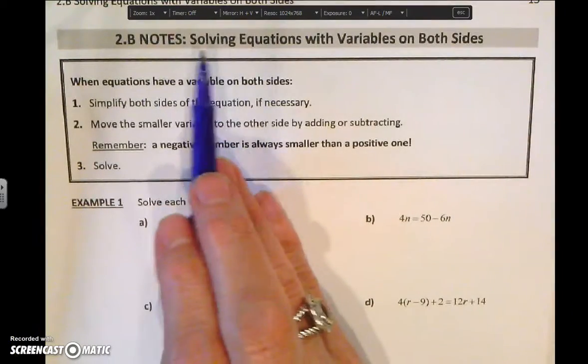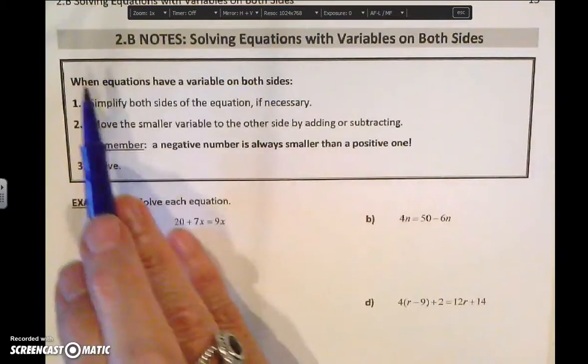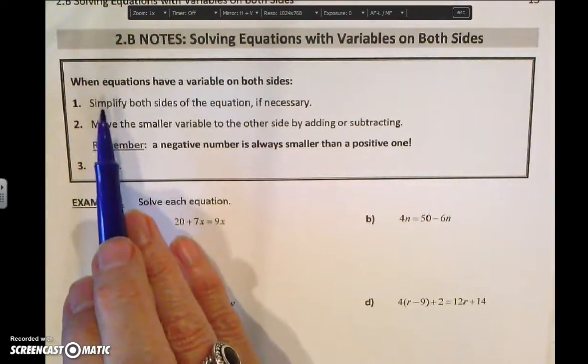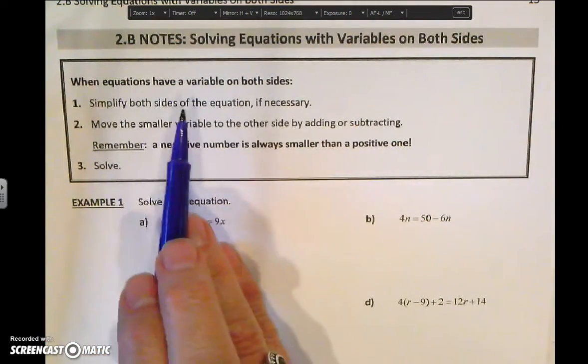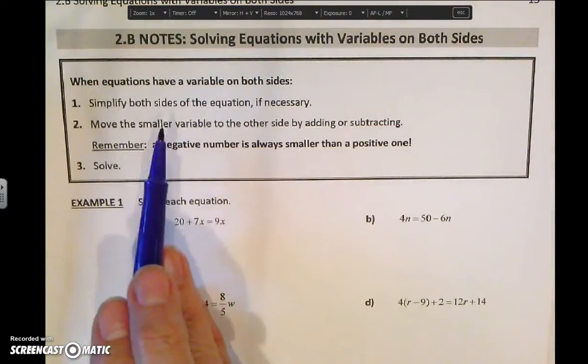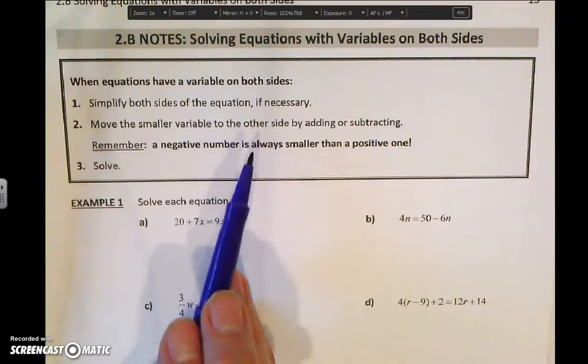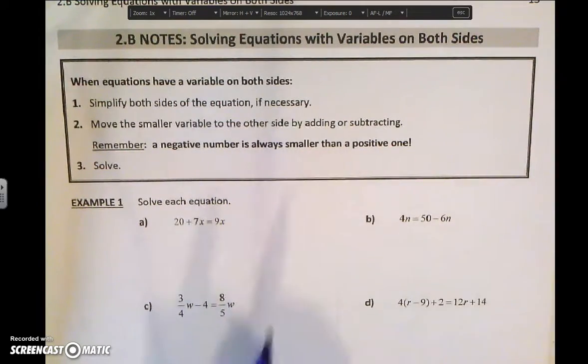In this recording, we're going to be solving equations with variables on both sides of the equal sign. What we're going to do first is to simplify both sides of the equation. So if there is something that needs to be distributed, or if there's some terms that need to be combined, you want to do that both on the left and then on the right. Then we'll move the smaller variable to the other side. And so remember that a negative number is always going to be smaller than a positive one.